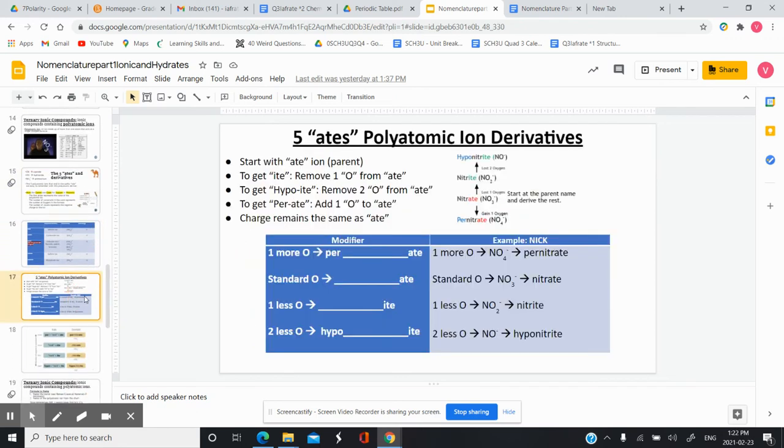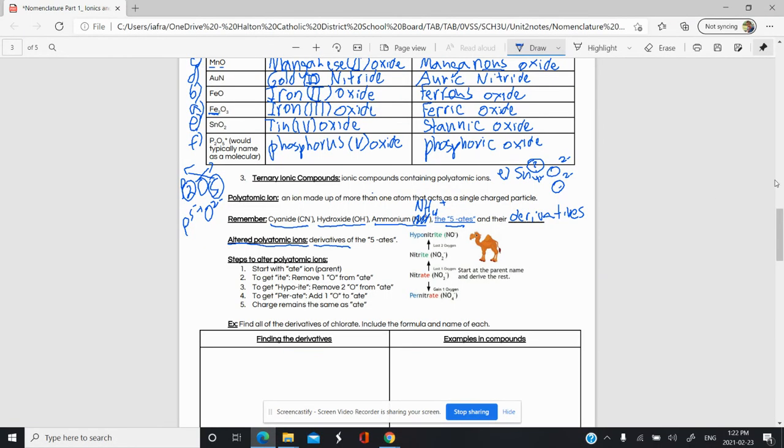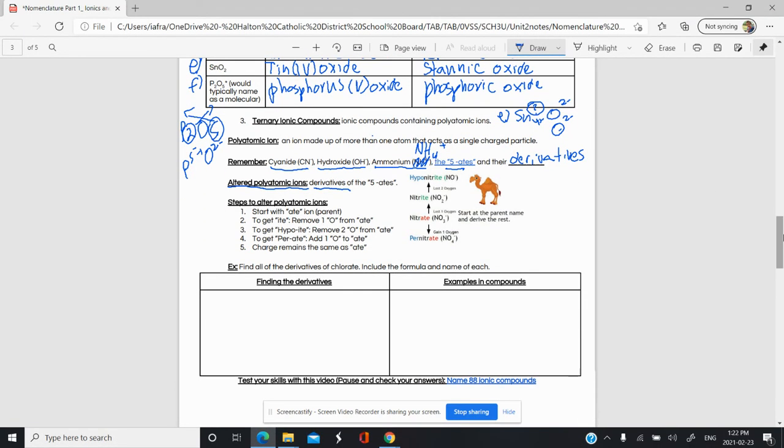So let's go take a look at how we can come up with derivatives, altered polyatomic ions, based off of your 5 eighths. So let's go back to our handout here. Just remember to go back to take a look at that trick for the 5 eighths. There's a video here that goes over that trick as well, the Nick the Camel trick.